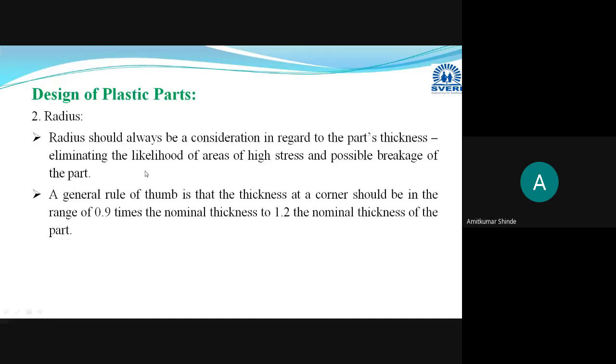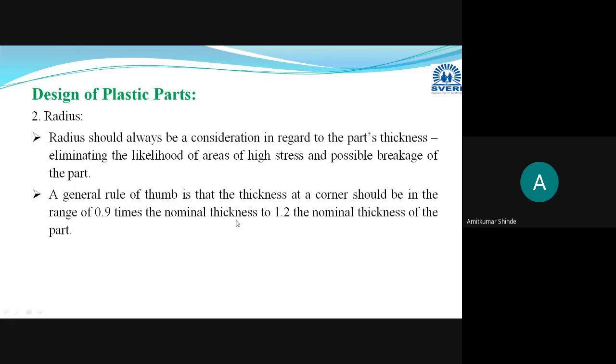Okay, now while designing or while providing the radius, first you should understand why there is a necessity to provide some radius or some corner, instead of sharp edges, at one corner. Why is it necessary to provide it? Okay, it is necessary to provide this radius to avoid these sharp edges.